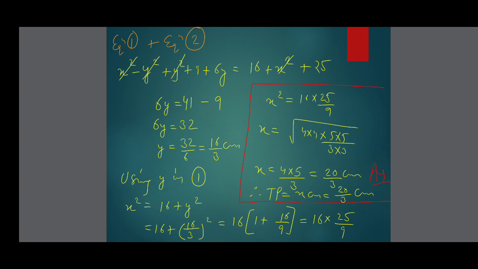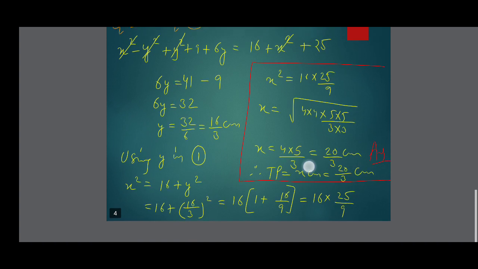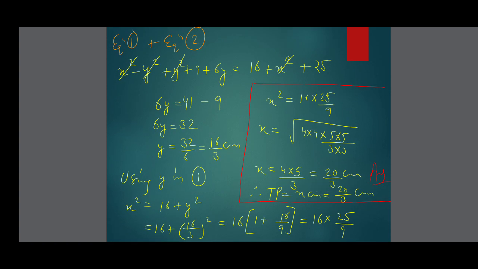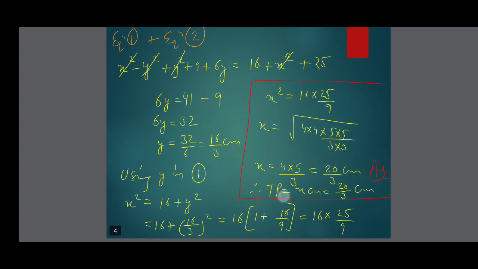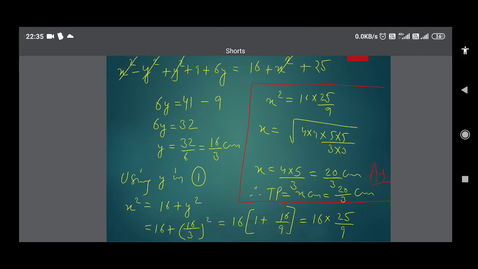So we'll get x as 20 by 3 over here. So x was our TP, the tangent that we needed to find. So finally our answer is 20 upon 3.